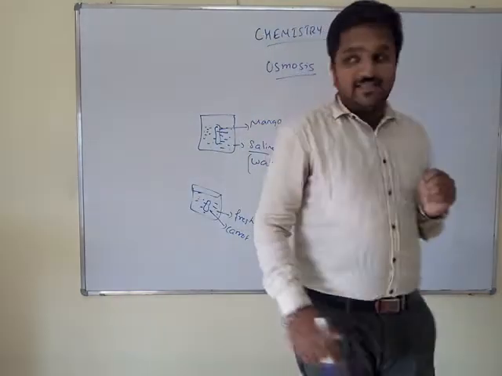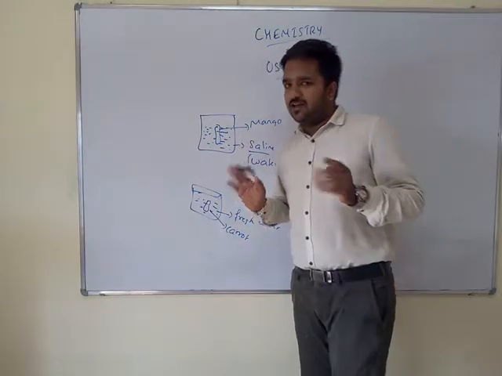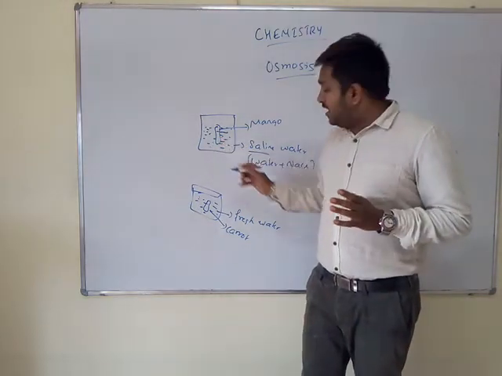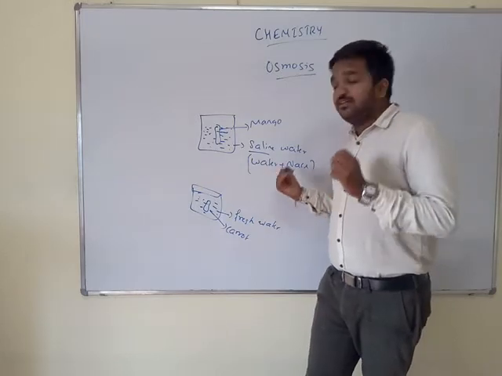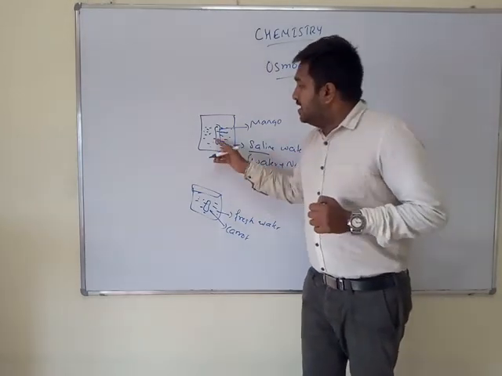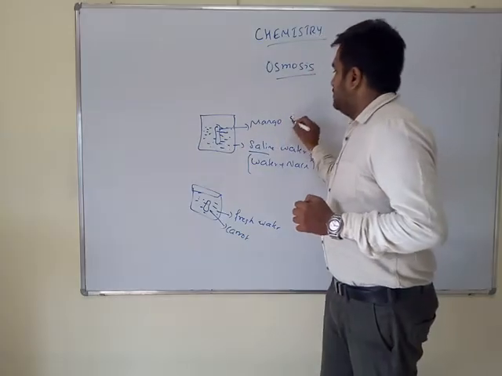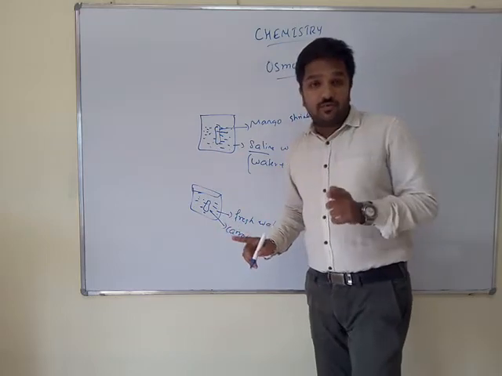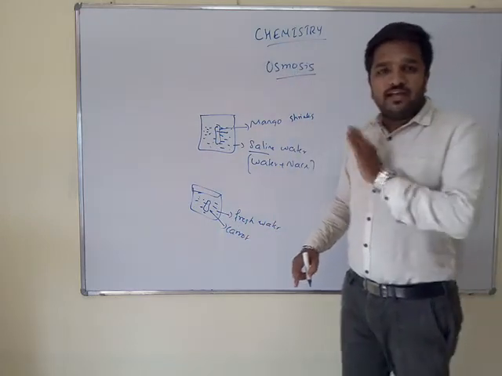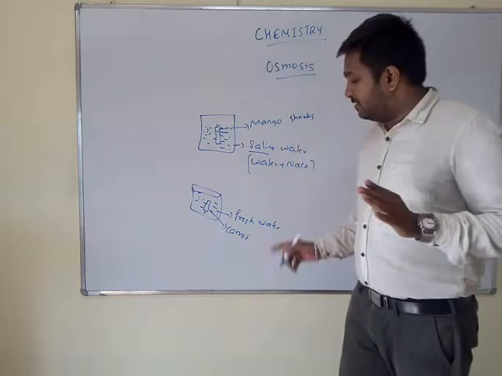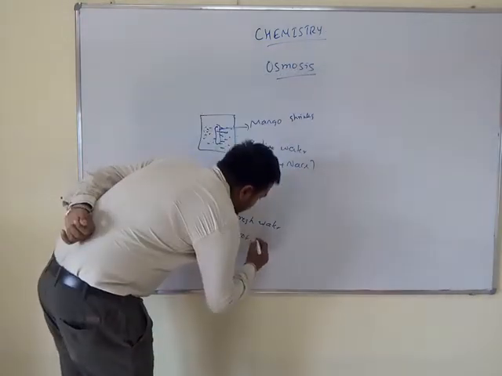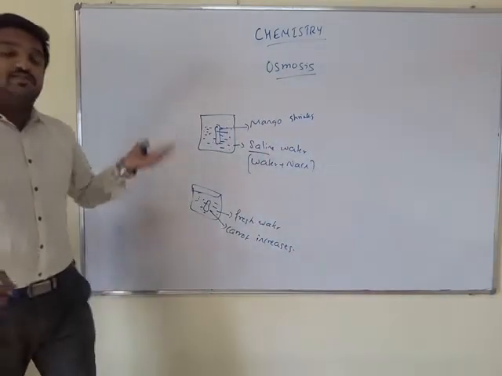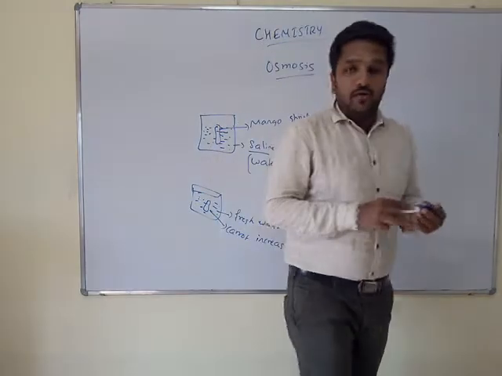This is the mango, this is the carrot. Both look similar, but don't misunderstand. If you keep a mango in saline water, that means water which contains dissolved sodium chloride, the mango shrinks after some time. But if you keep the carrot in fresh water, the water without any dissolved salts, the carrot size increases. What is the reason for these two changes of the mango and the carrot?